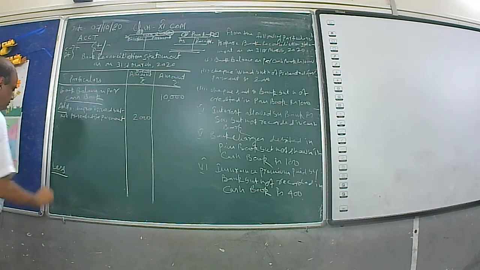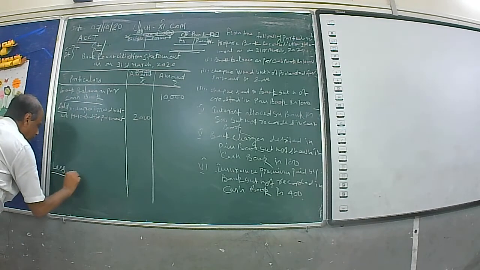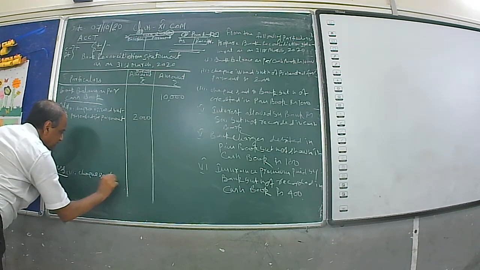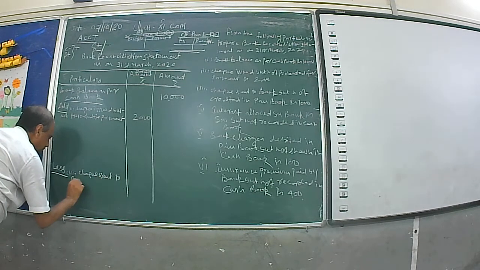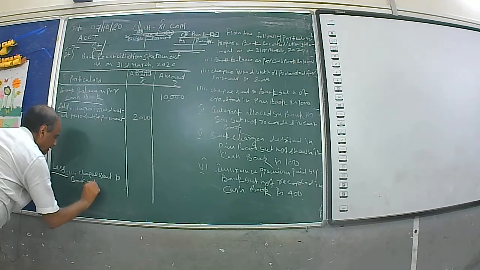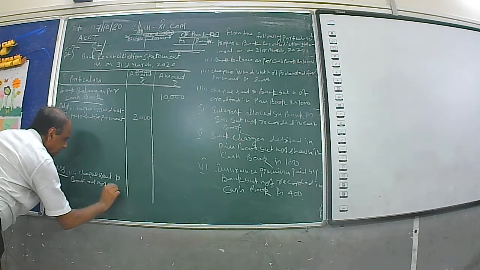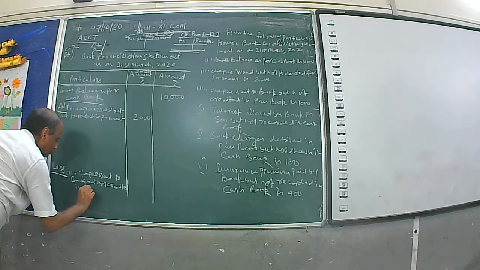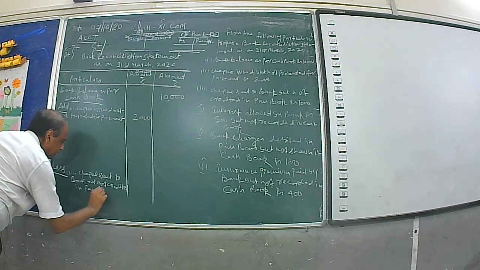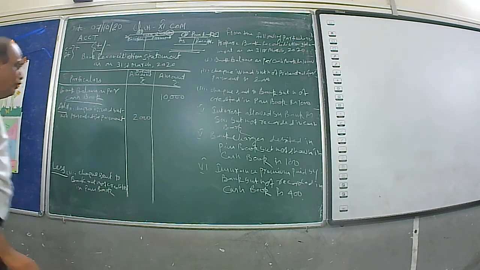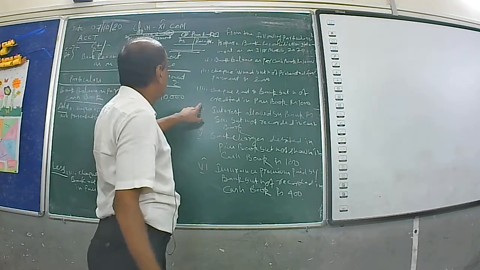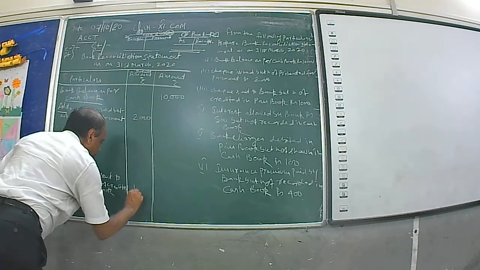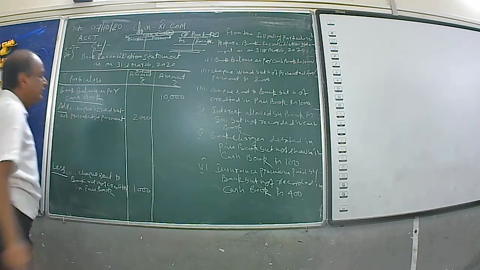Then you write down narration number 3. Check sent to bank but not credited in passbook. In details column, the amount is 1000.